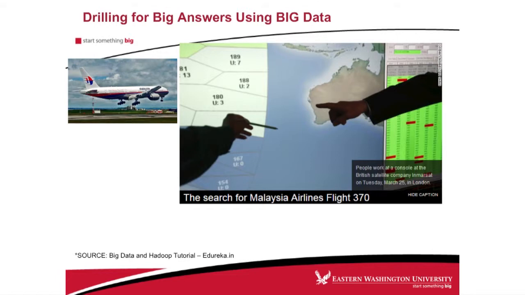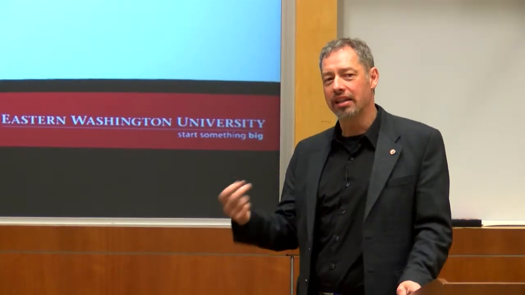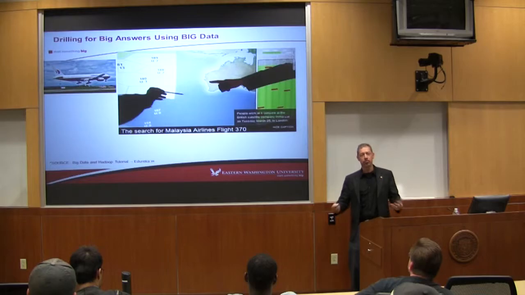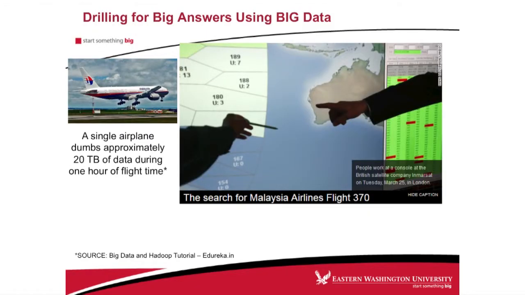Every one of us has followed over the last month the tragedy of the loss of Malaysian Airlines Flight 370. Now, big data plays a big role in that investigation, and ideally, big data would have solved the mystery a long time ago, because, as some of you know, airplanes transmit a lot of data. It actually falls in the classification of big data. So a single airplane dumps approximately 20 terabytes of data during 1 hour of flight time. That resembles roughly the amount of data being exchanged on Facebook, 500 terabytes a day. And that's for one single airplane.